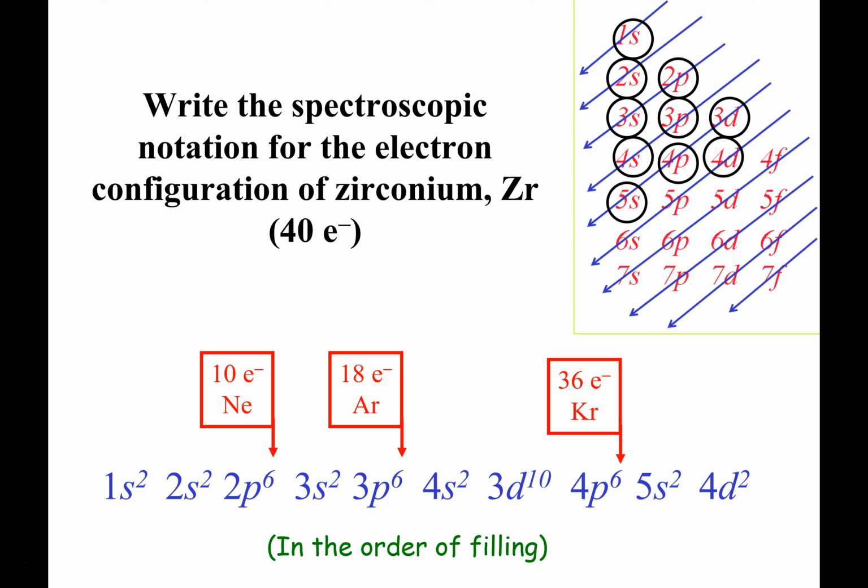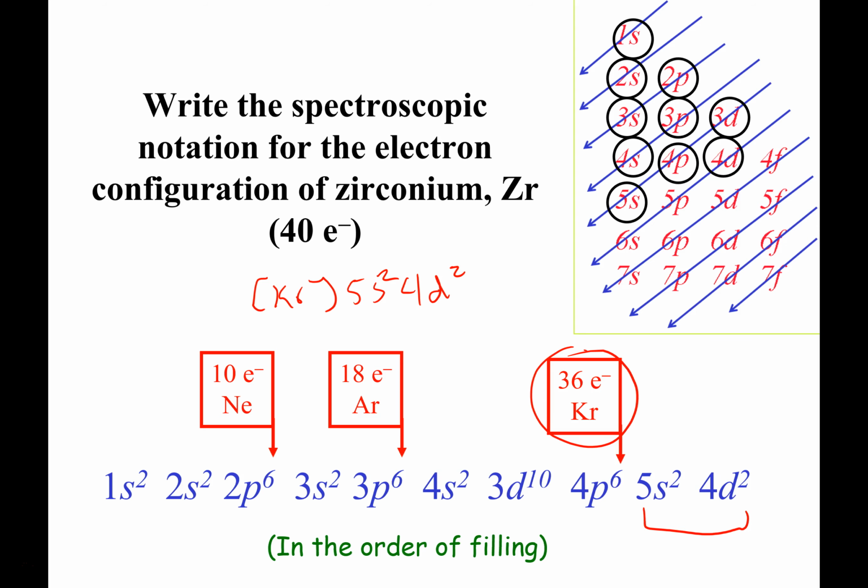Like what I said with potassium, we can write an abbreviated rare gas notation, and it would look like this. We would base it upon krypton, put Kr in brackets, and then beyond Kr we would put 5s2, 4d2. That'd be perfectly legit. Notice the green says in order of filling, using the arrow diagram, which is a reflection of the lowest n plus L rule.